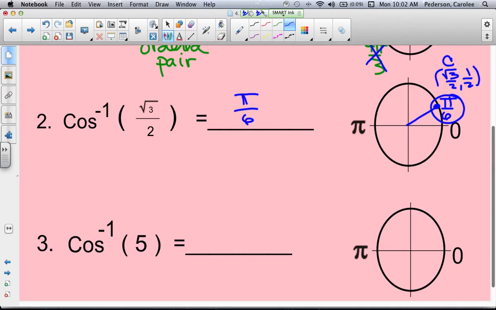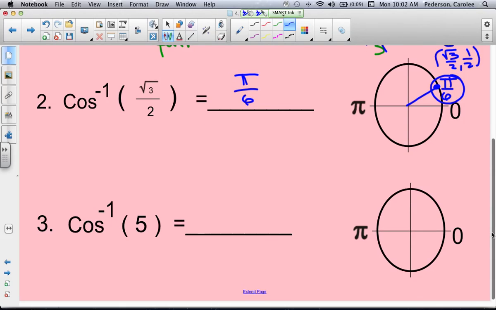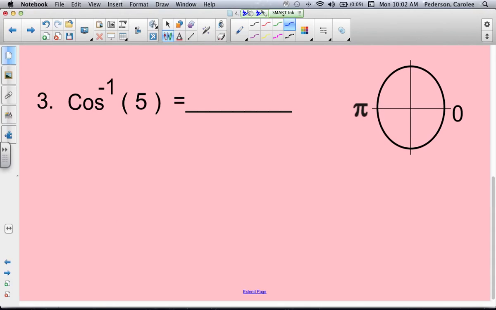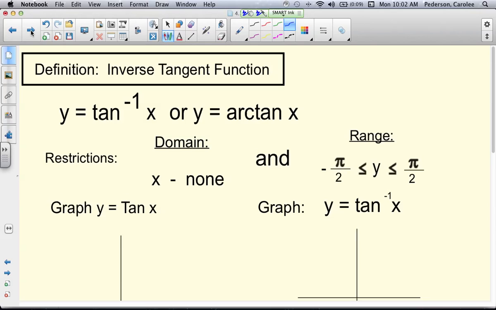Last one, don't need to write it down. Cosine inverse of 5. Can't exist, right? It's outside our domain. Our domain has to fall between negative 1 and 1. So this doesn't exist.